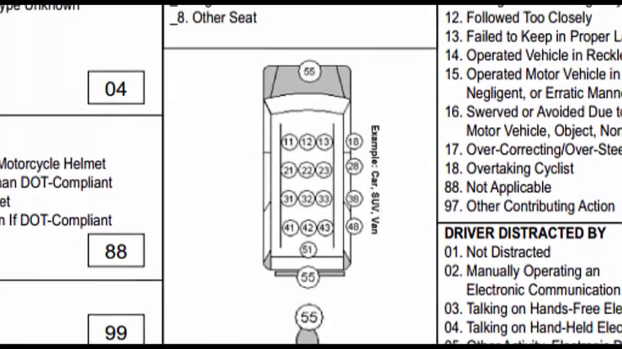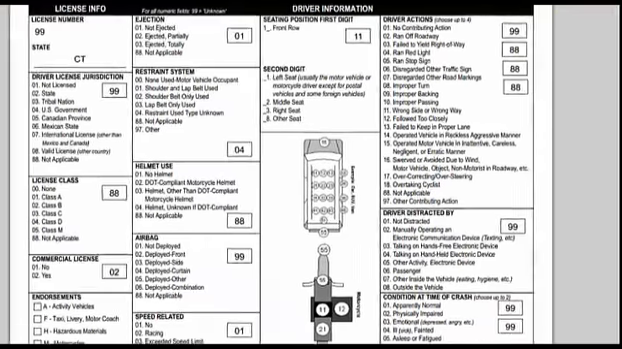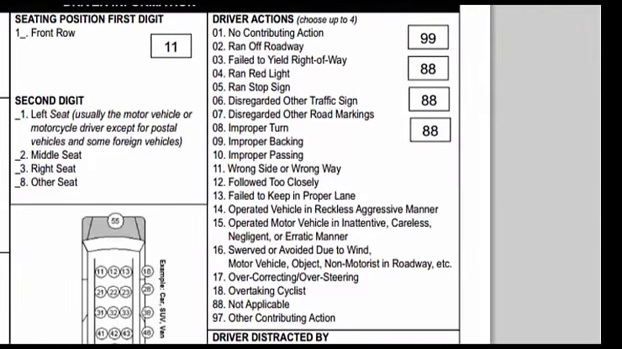If you have a mail truck or a foreign vehicle with a right-hand drive, the driver would be in seat 13. The last column in the driver information section allows an officer to identify the driver's actions at the time of or just before the crash.